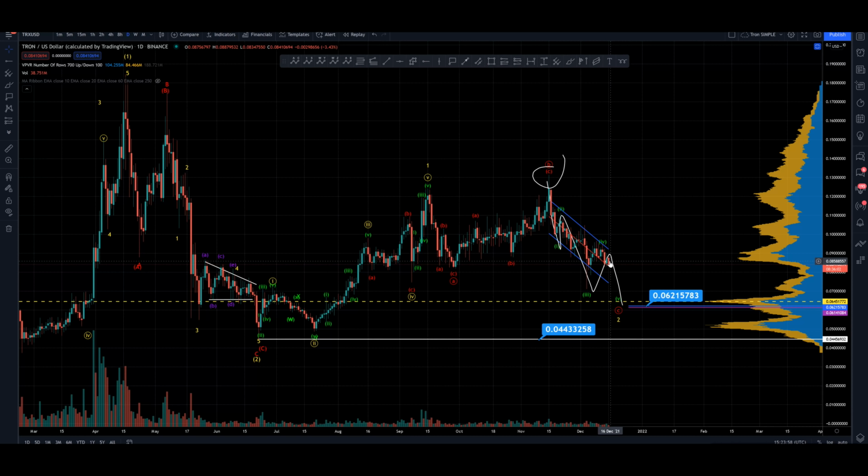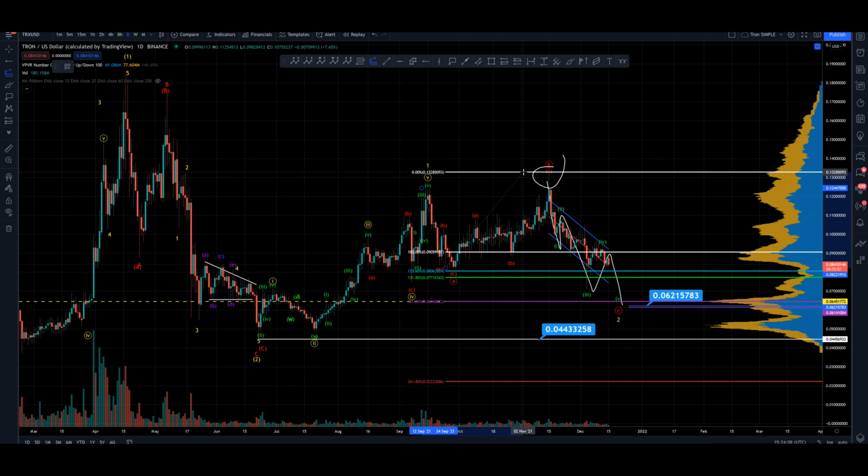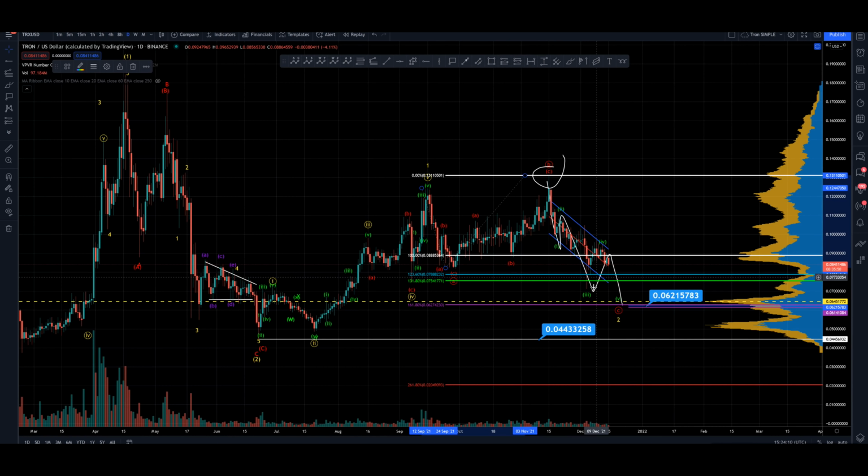This has to be an expanding flat. The next likely bottom is here at 1618, which is 0.062, unless we've already bottomed, because we have done just enough to find an expansive target down here around the 123.6, 131.8. We did wick through it. Okay, so it's not ideal.